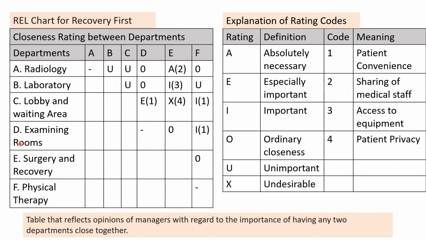And the other is examining rooms with E, surgery and recovery, ordinary closeness, and examining rooms with F, that is physical therapy. I, important for the purpose of patient convenience. This is how the relationship chart can be interpreted.